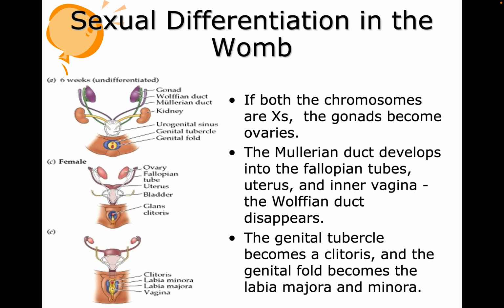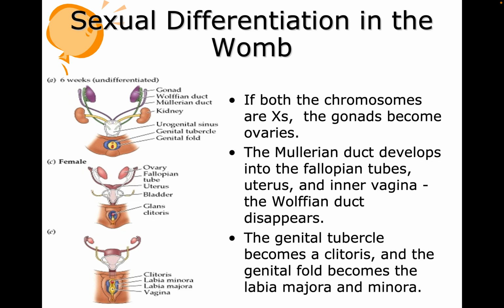If both the chromosomes are X's, the gonads become ovaries. The Mullerian duct develops into the fallopian tubes, the uterus, and the inner vagina. The Wolffian duct disappears. The genital tubercle becomes a clitoris, and the genital fold becomes the labia majora and minora.